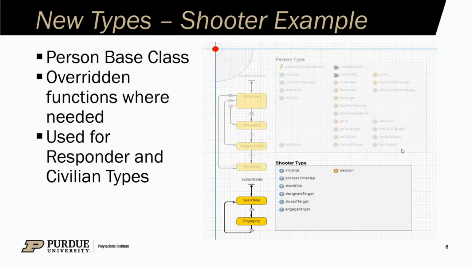Just getting into object-oriented software development, with my background being in computer science, this is just an example of one of the classes. Again, it's expanded since this was published. So I had the person-based class, with overridden functions where needed. We use this for responder and civilian types, as well as for the shooter. Again, I'll get into the details of what has changed, but this is the basic concept.